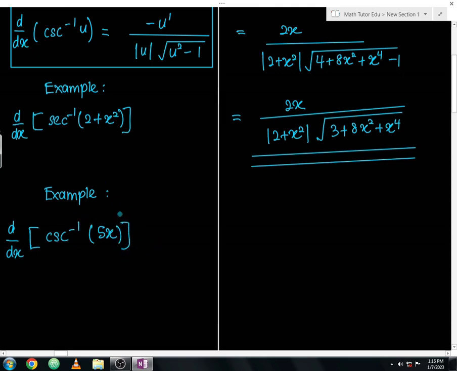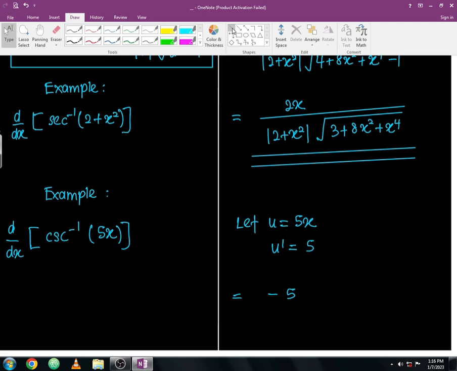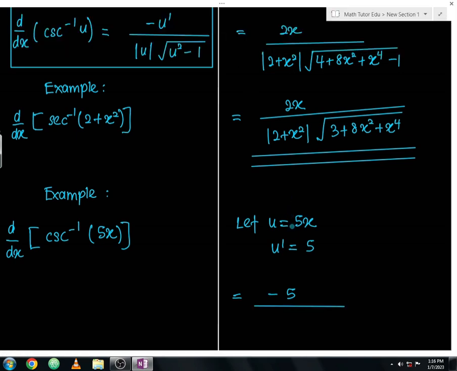So how are you going to differentiate it? Simple concept. I proceed my working over the right hand side. We're going to let u equal 5x. So you get u prime equal to 5. So we have u and u prime. What we're going to do is substitute this expression into the cosecant inverse formula, which equals negative u prime. In this case our u prime is 5, so it will be negative 5, divided by modulus u. In this case our u is 5x, so modulus 5x, times the square root of u squared minus 1. So from here u is 5x, so the square root of 5x squared minus 1.